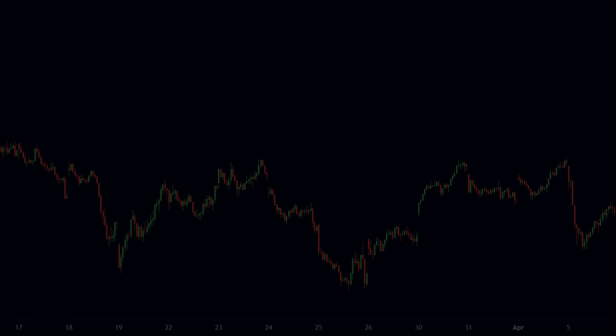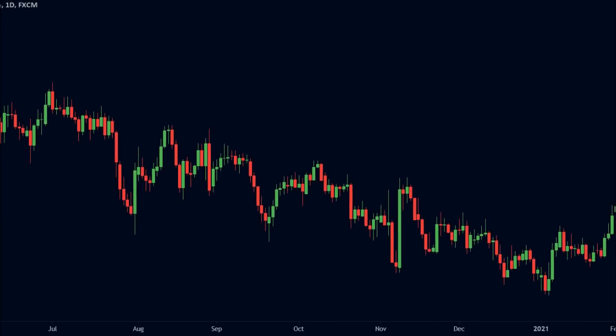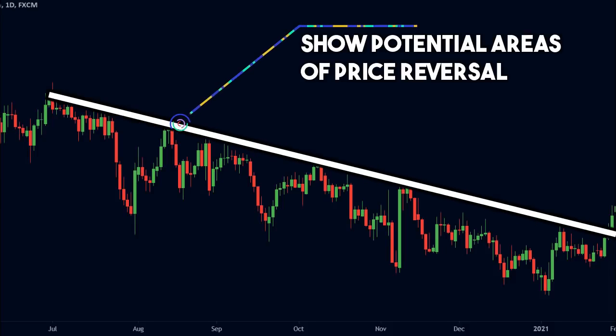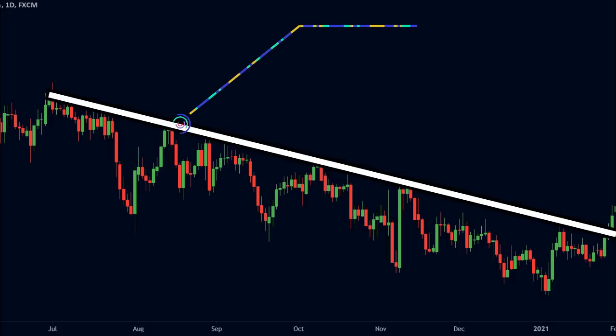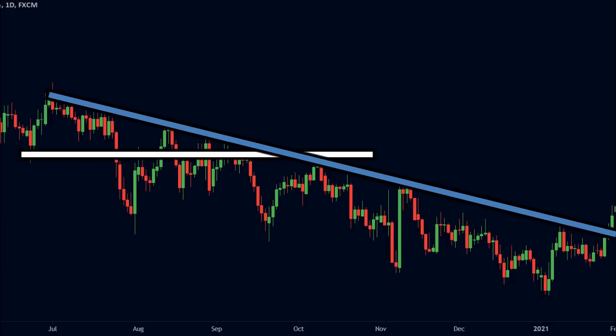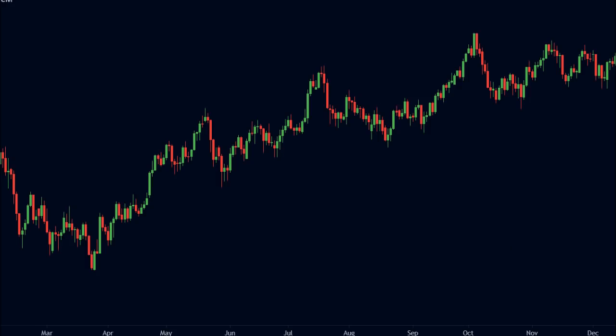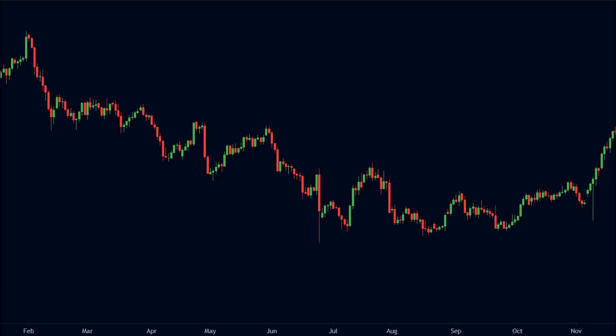Firstly, let us understand what is a trend line and how does it work. Just like support and resistance levels, trend lines are lines that show potential areas of price reversal. The only difference between the support resistance levels and trend lines is that support levels are horizontal lines, while the trend lines are sloped lines. In an uptrend, we can see that the trend lines are sloped upwards. Similarly, in a downtrend, we can see that the trend lines are sloped downwards.